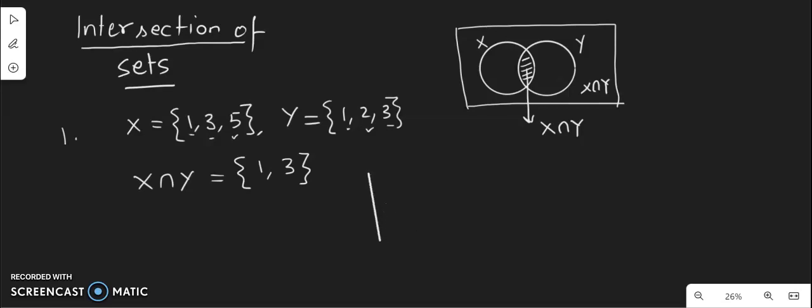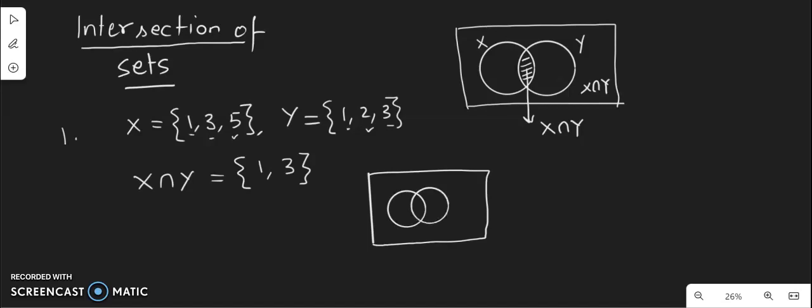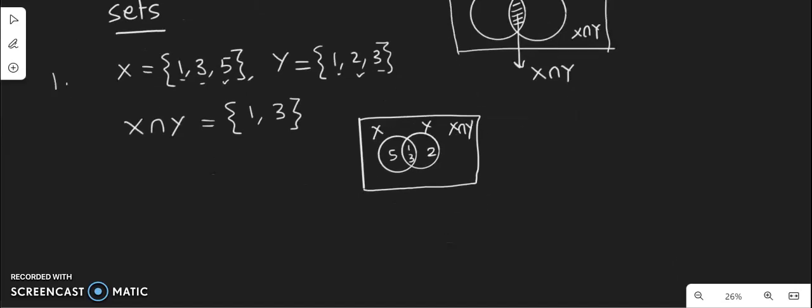And if you want to draw a Venn diagram for this, that is going to be very simple. So you have a universal set, then you have a set X, and then you have a set Y. And here 1 and 3 lie somewhere here, while in X there is one extra element 5, and in Y there is an extra element called 2. So this is the Venn diagram. This is X, this is Y, and this diagram is representing X intersection Y. So you can see that the common elements are exactly being taken care of here.